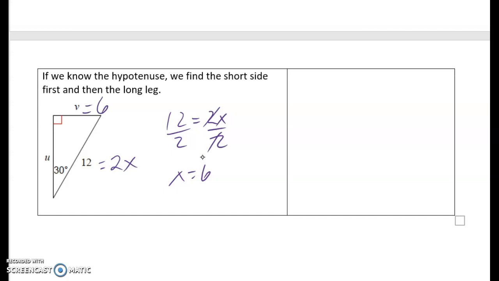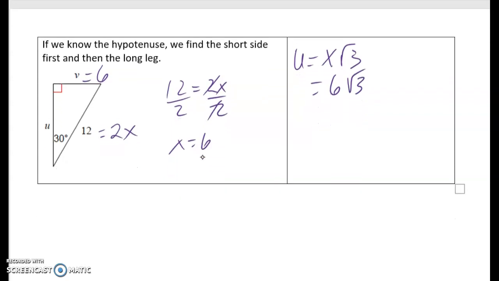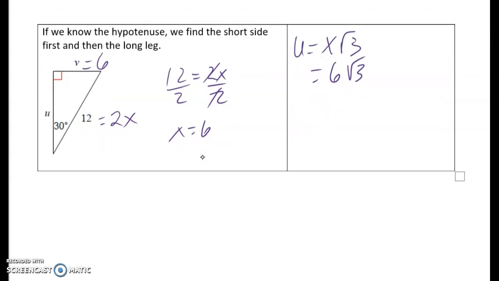And this side here, u, would be x square root of 3, but remember x is 6, so it would be 6 times the square root of 3. Okay? Now guys, this is for special right triangles. You do not have to do it this way. You can use trigonometry. Okay?